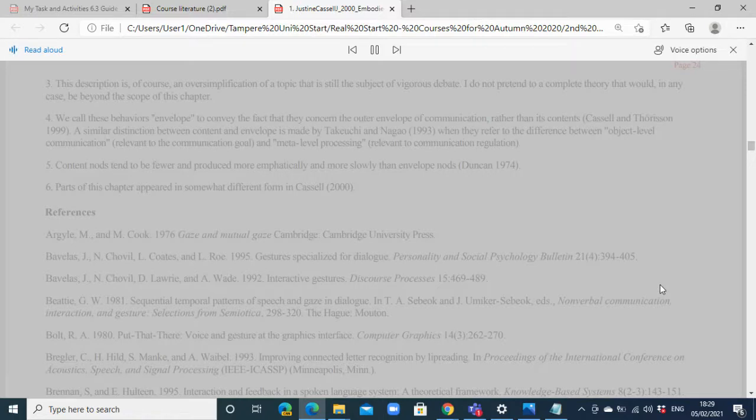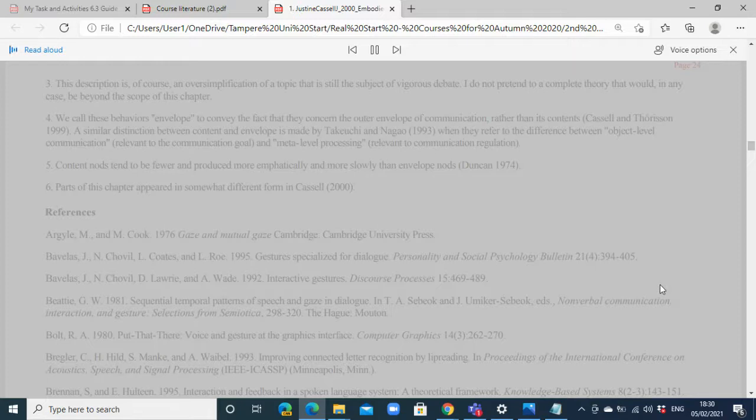Page 25. Cassell, J. and K. Thorisson. 1999, The Power of a Nod and Glance, Envelope versus Emotional Feedback in Animated Conversational Agents. Journal of Applied Artificial Intelligence 13, 519-538. Cassell, J., D. McNeill, and K. E. McCullough. 1999, Speech-Gesture Mismatches, Evidence for One Underlying Representation of Linguistic and Non-Linguistic Information. Pragmatics and Cognition 7, 1-34.